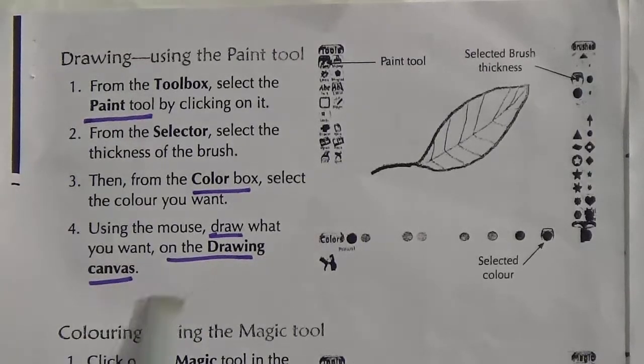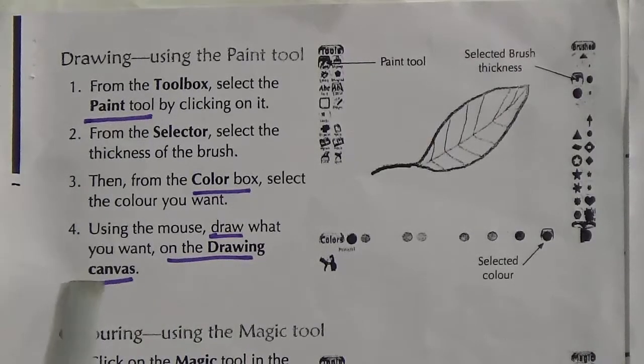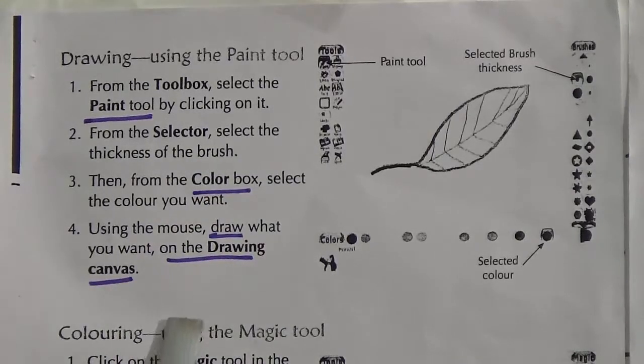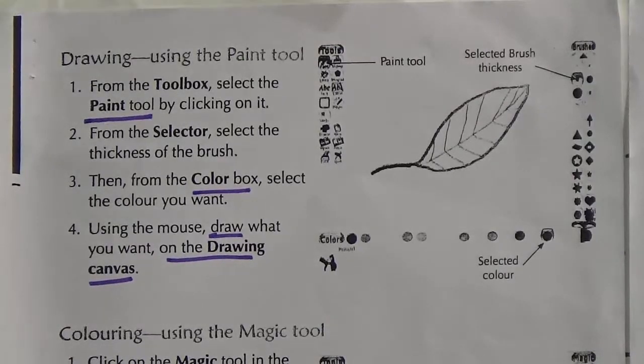So in the drawing canvas, we can draw anything. So where can we draw? We can draw in the drawing canvas. Next one, coloring using the magic tool. Click on the magic tool in the toolbox. So if the question comes where we can find the magic tool, we can find the magic tool in the toolbox.